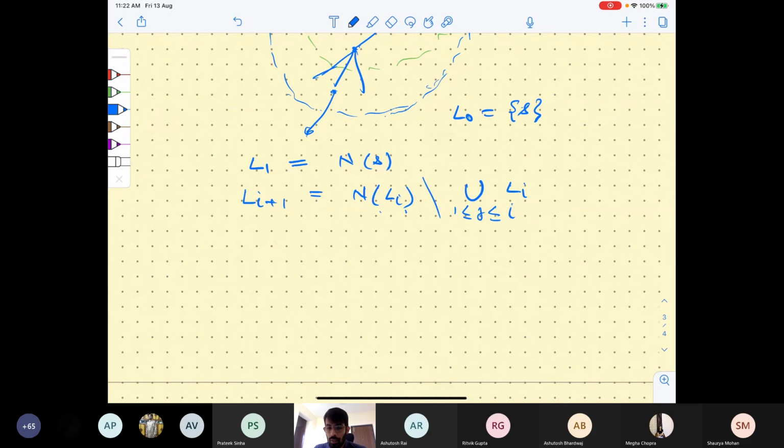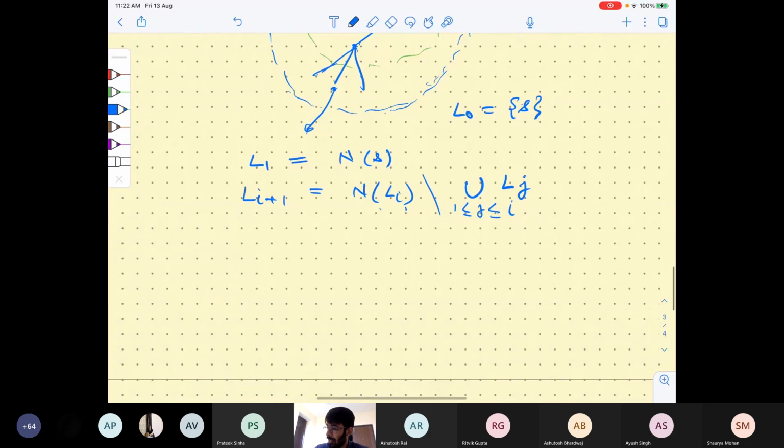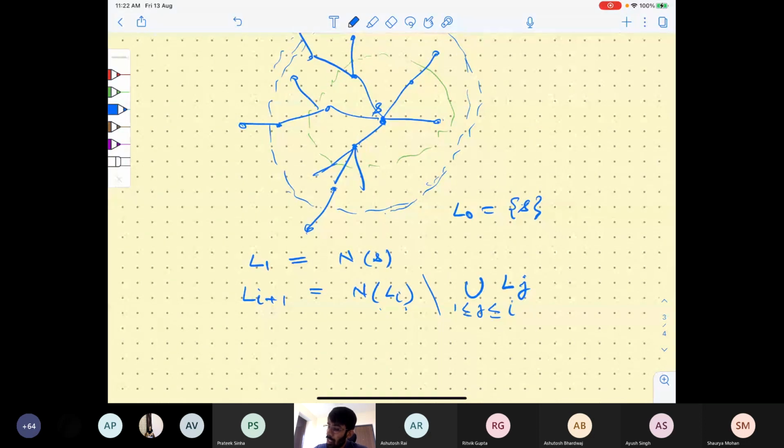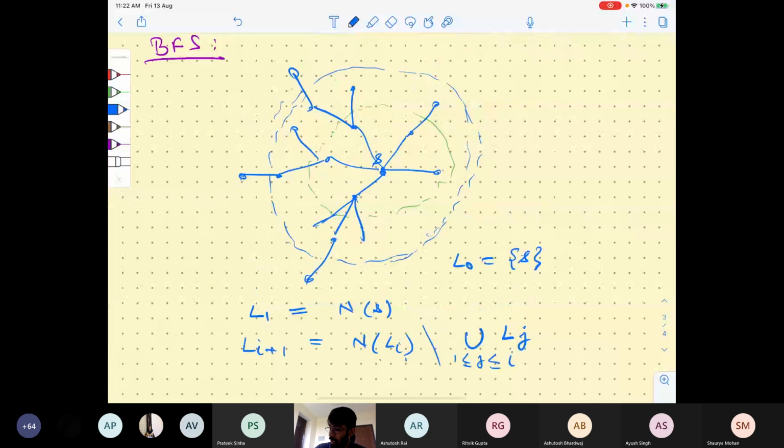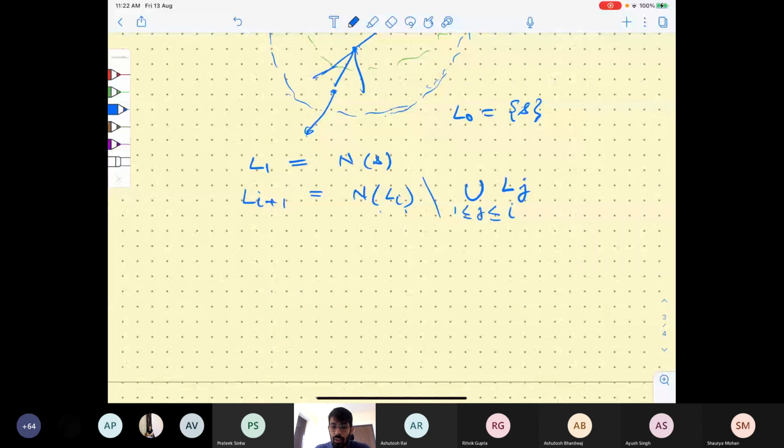Sir, in the union, there should be L_j, right? Sorry? In the union, there should be L_j. Oh, yes, you're right. Yeah, thank you. Okay. So what you do, you take the union of all the layers that have been covered inside and you subtract that because you don't want to include vertices from there. You just want to take new vertices. So that is why you take the neighborhood of L_i and you remove the vertices which have already occurred. Okay.